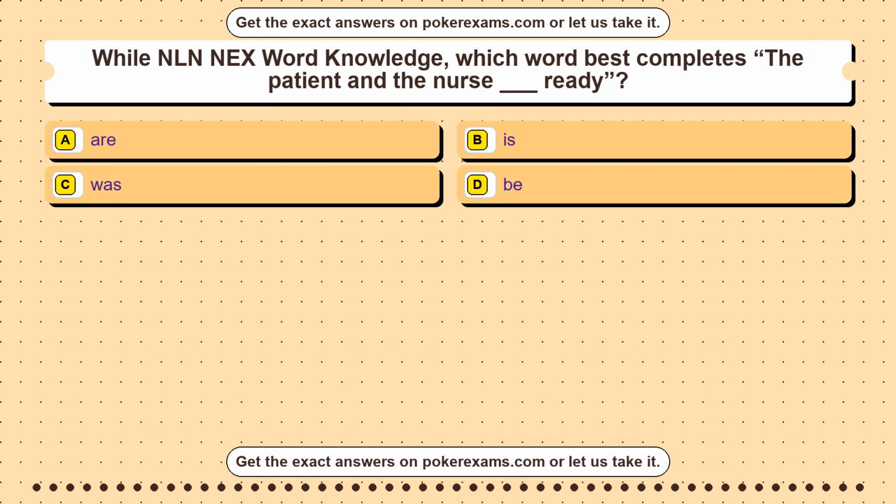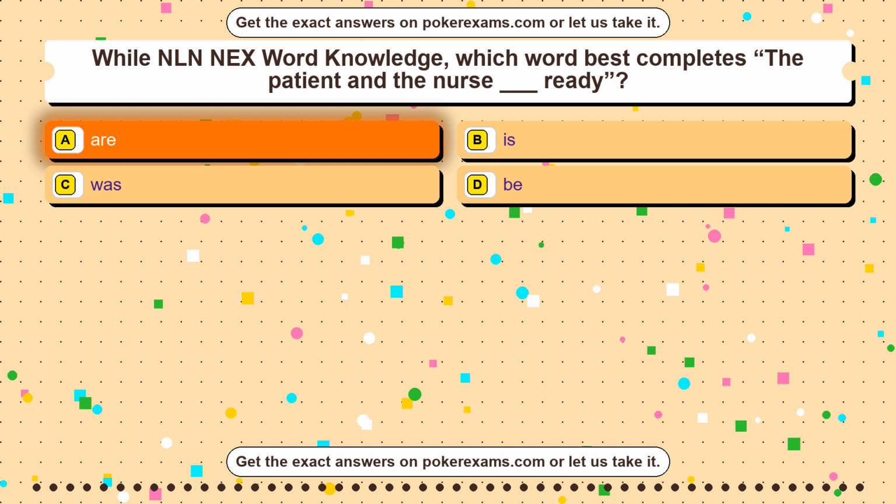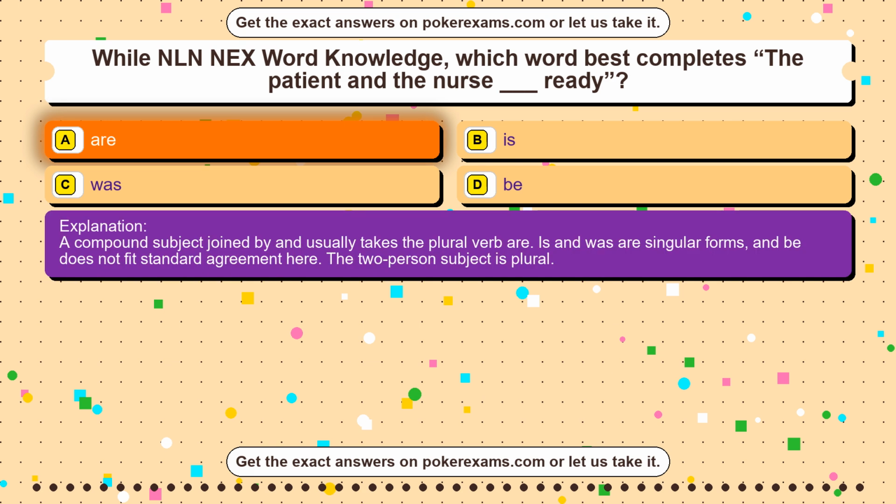Question 37. While NLN NEX Word Knowledge, which word best completes the blank: the patient and the nurse blank ready? Option A, are. Option B, is. Option C, was. Option D, be. The correct answer is option A, are. A compound subject joined by and usually takes the plural verb are. Is and was are singular forms, and be does not fit standard agreement here. The two-person subject is plural.